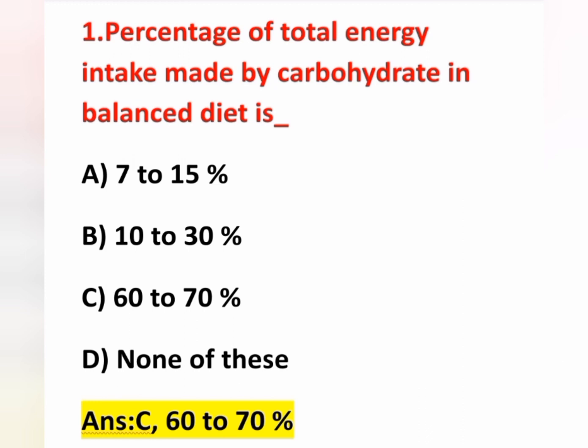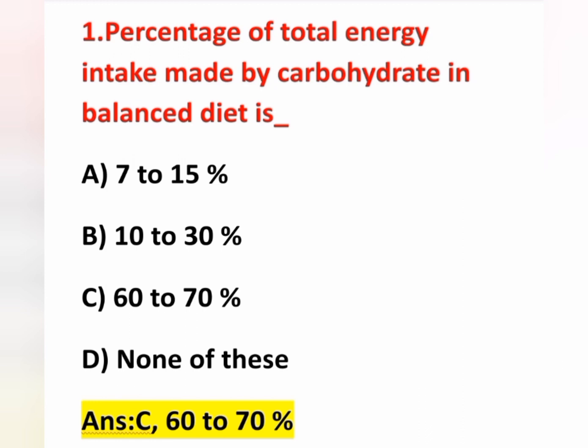We can see in balanced diet 60 to 70 percentage of total energy intake should be made by carbohydrate in our balanced diet, and 10 to 30 percentage of total energy intake is made by fat. Okay, and 7 to 15 percentage of total energy intake is made by protein.